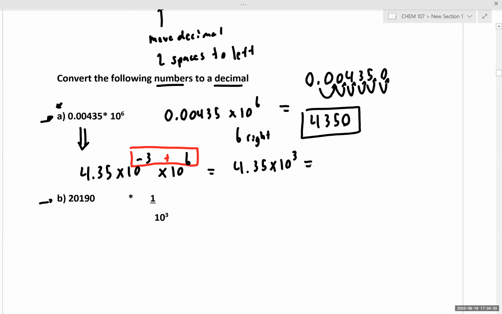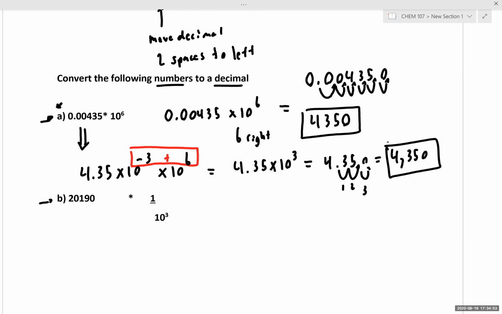And then I can process that as normal. So I move my decimal point 1, 2, 3 spaces. And that gives me 4,350. The reason why I'm showing you this addition method is this thought process will come up a lot when we start dealing with unit conversions. Both methods are fine. I'm just showing you a mix of methods so you can pick which one you prefer.